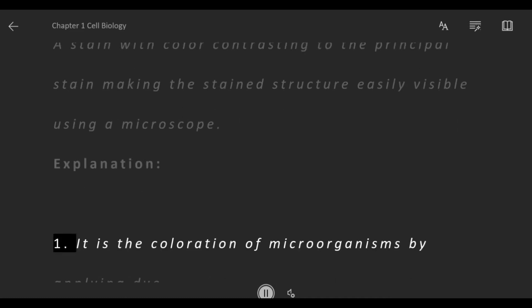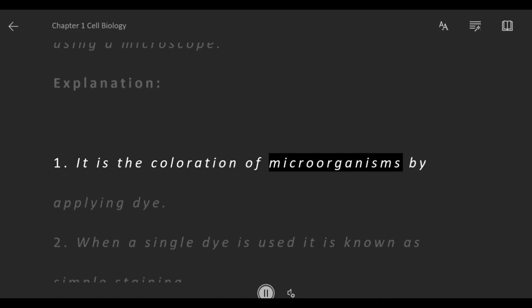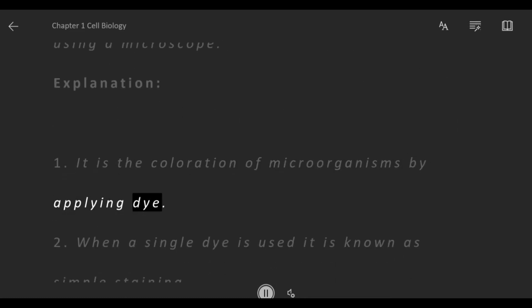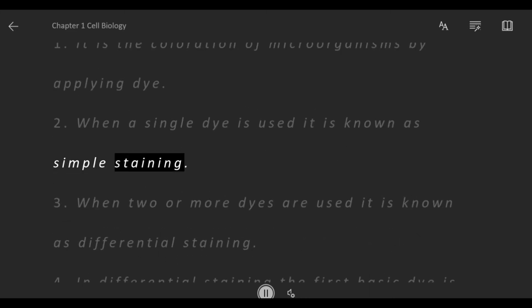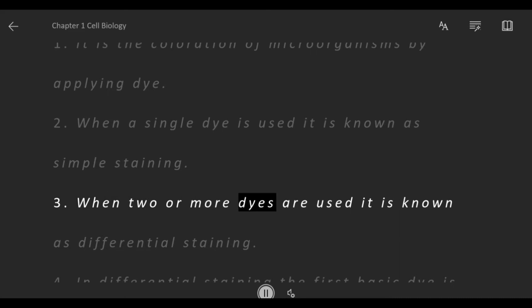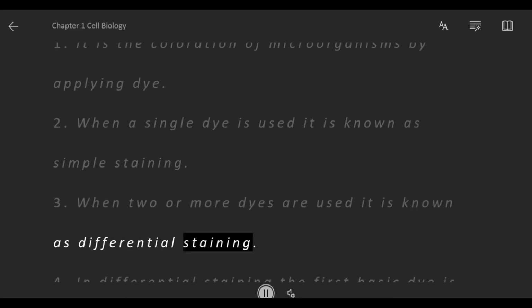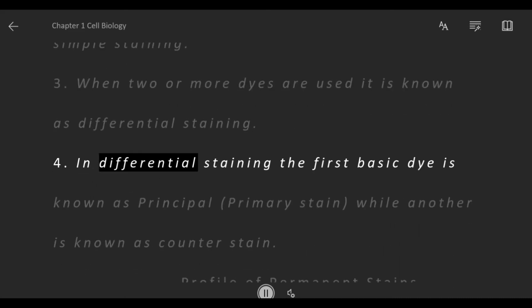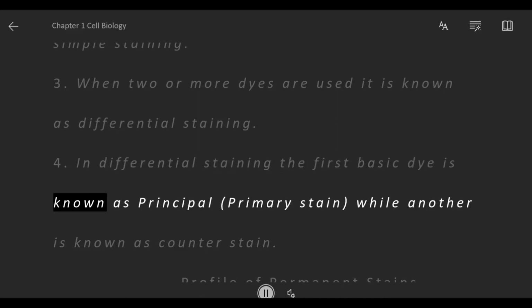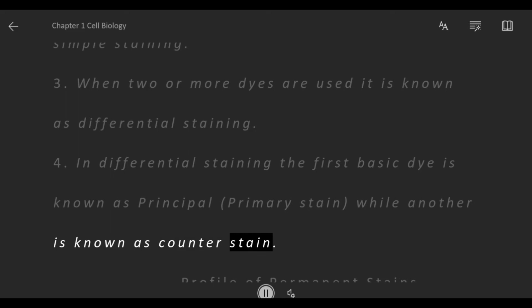Explanation. 1. It is the coloration of microorganisms by applying dye. 2. When a single dye is used, it is known as simple staining. 3. When two or more dyes are used, it is known as differential staining. In differential staining, the first basic dye is known as the principal or primary stain, while another is known as the counterstain.